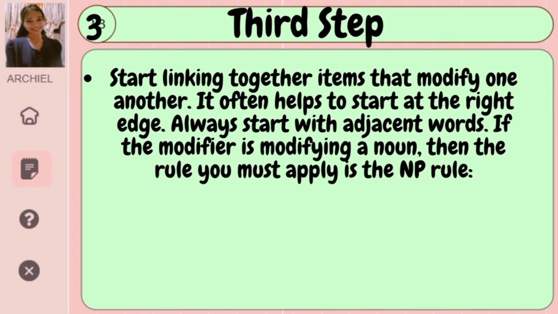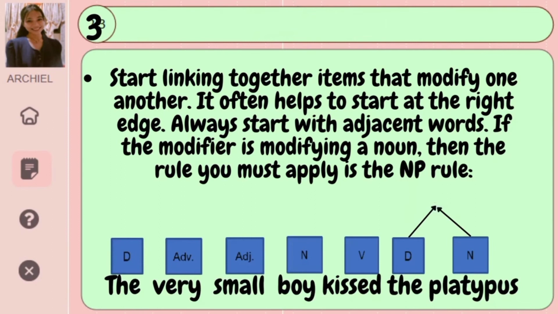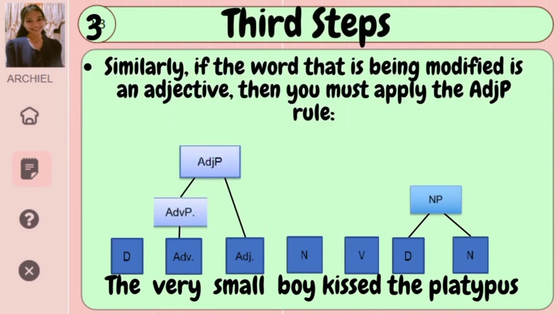In step 3, start linking together items that modify one another. It often helps to start at the right edge. Always start with the adjacent words. Adjacent words means close to or near something. If the modifier is modifying a noun, then the rule you must apply is the NP rule or noun phrase rule. Similarly, if the word that is being modified is an adjective, then you must apply the adjective phrase rule.